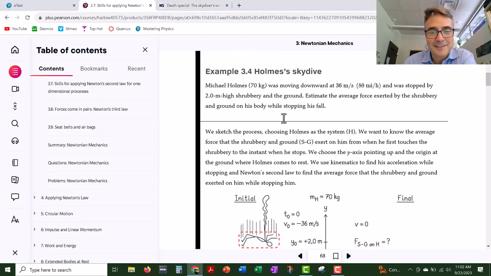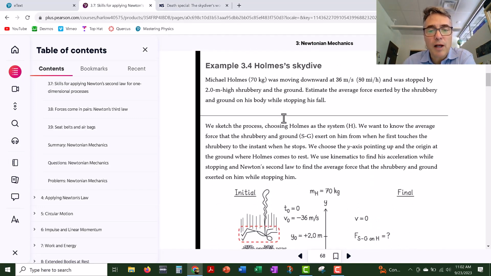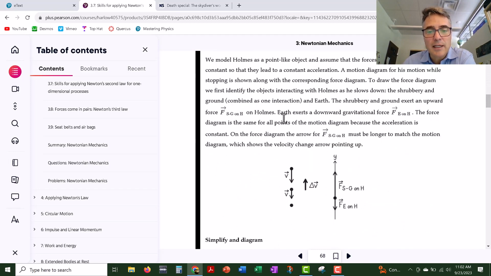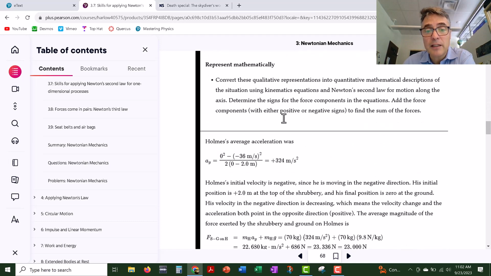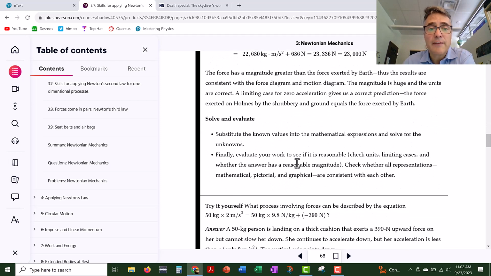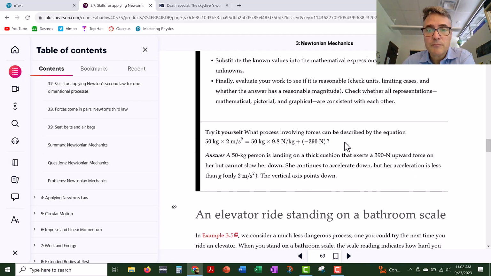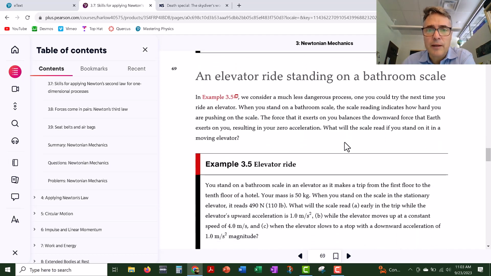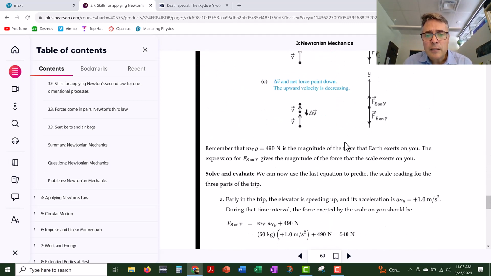Okay, so it's real. But what you do in the problem is step through the whole process: sketch and translate, simplify and diagram, represent mathematically, so use Newton's second law to solve it out, and then solve and evaluate. So you end up with a 390 newton upward force on him. And then there's an elevator ride on a bathroom scale, so you can work through that.